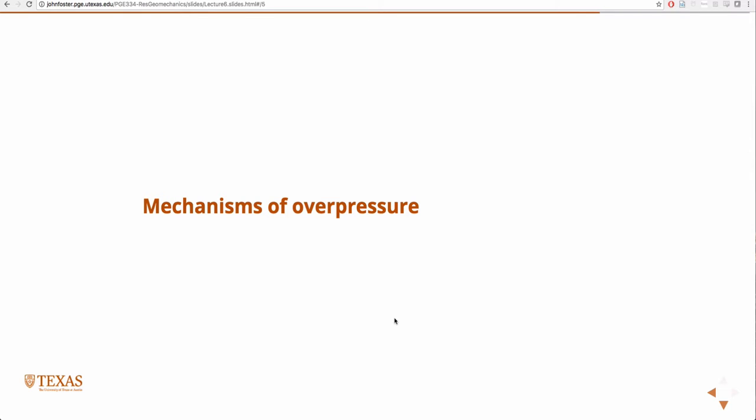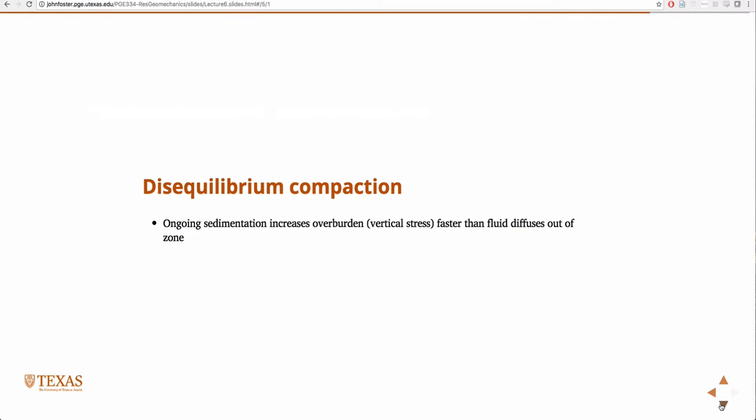Okay. And of course, hydrostatic would just be increasing at the rate of a column of water, right? 0.44 psi per foot. So then we talked about overpressure scenarios. Overpressure, by definition, is just anything more than hydrostatic, okay? So when the pore pressure increases at a rate higher than hydrostatic pressure, and we're going to talk about some mechanisms of overpressure today. And we talked about this a little bit last time, disequilibrium compaction.